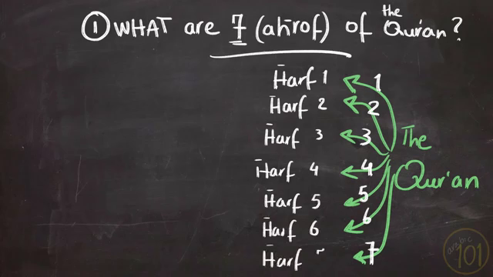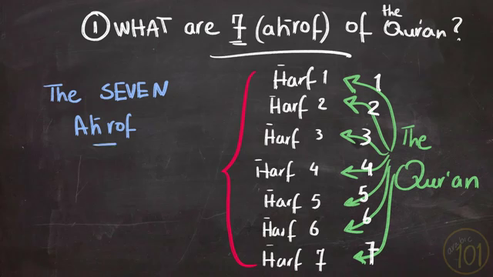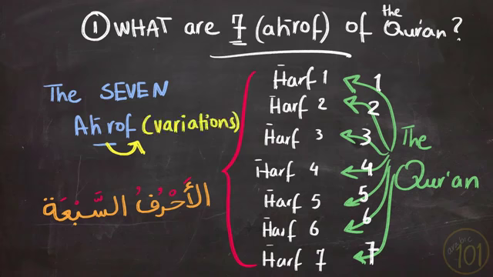When the Quran was revealed, it was revealed with all 7 variations at the same time. We call them the 7 Ahruf, or in Arabic, Al-Ahruf As-Sab'a. So these Ahruf represent 7 variations of some words in the Holy Quran.